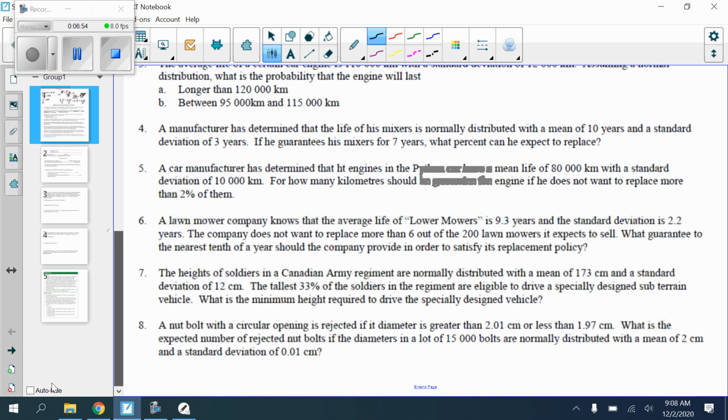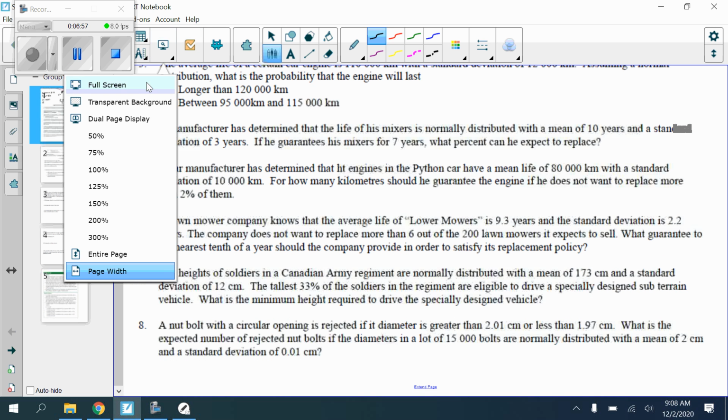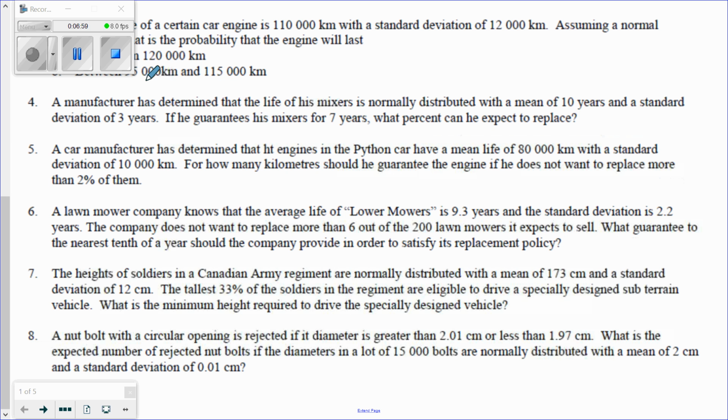So number 6 says a lawnmower company knows the average life of the lawnmowers they're selling is 9.3 years, and the standard deviation is 2.2 years. The company does not want to replace more than 6 out of the 200 lawnmowers it expects to sell. What guarantee to the nearest tenth of a year should the company provide in order to satisfy its replacement policy?